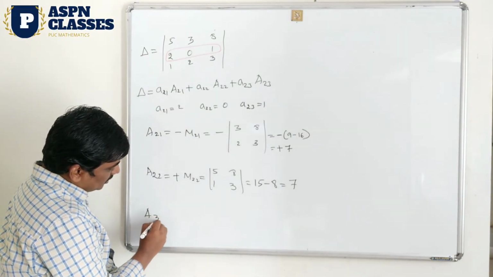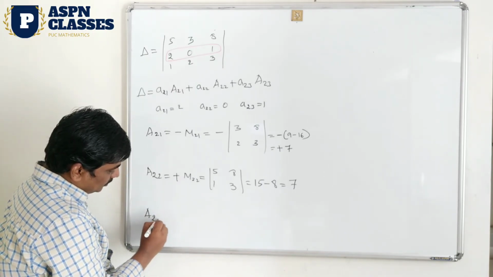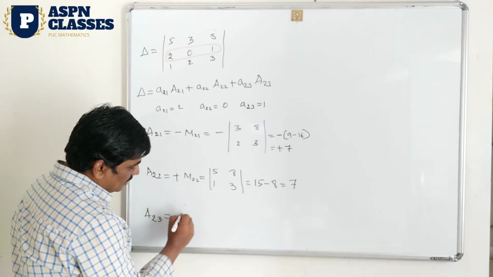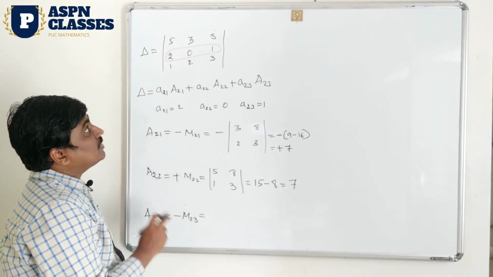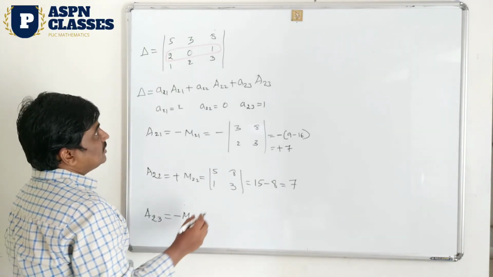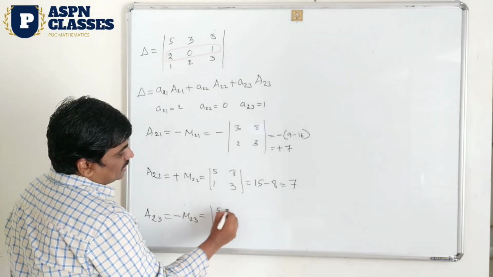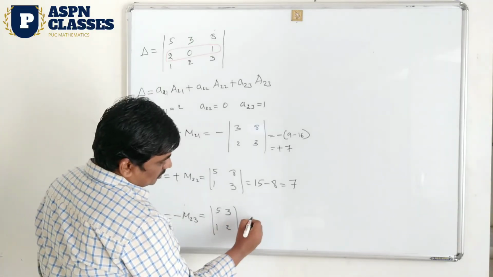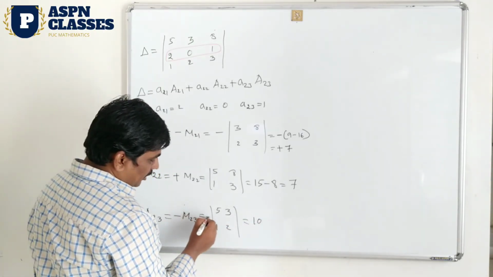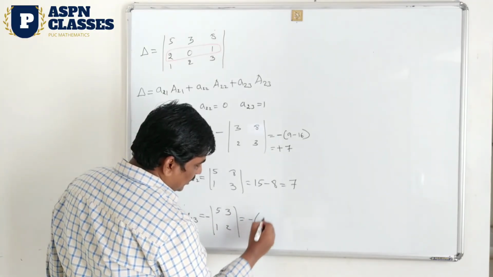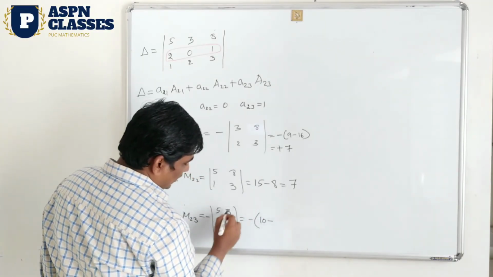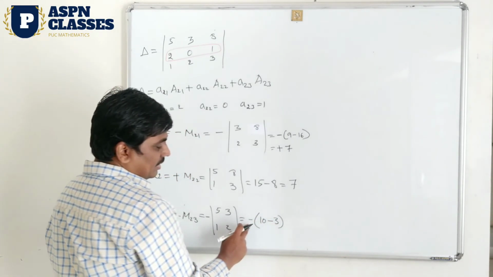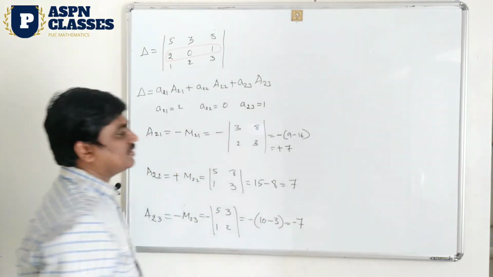Next and last one, A23. You have to find the A23 element. 2 plus 3 again is an odd number, so minus sign, M23. You have to find the minor. The second row and third column get cancelled, so the remaining result is 5, 3, 1, 2. Go and simplify. 5 into 2 is 10, and don't forget this minus sign, write it as it is. Minus into bracket 5 into 2 is 10, minus 3 into 1 is 3. So 10 minus 3 is again 7, and with the minus sign, you get minus 7.